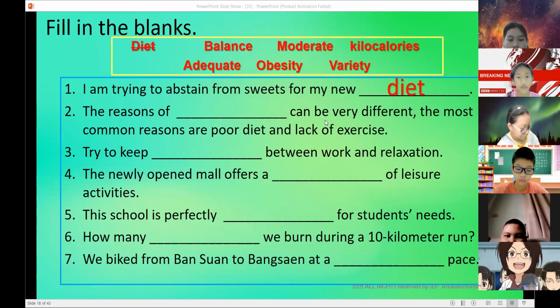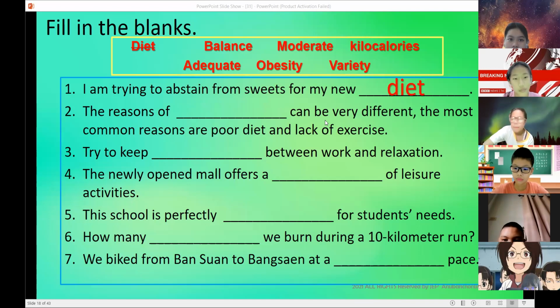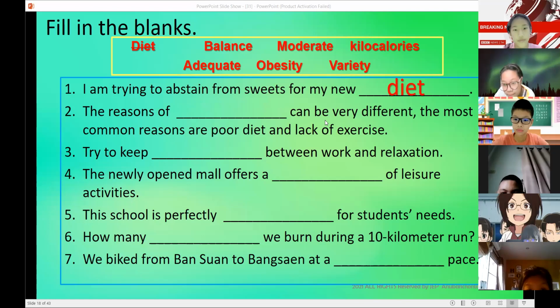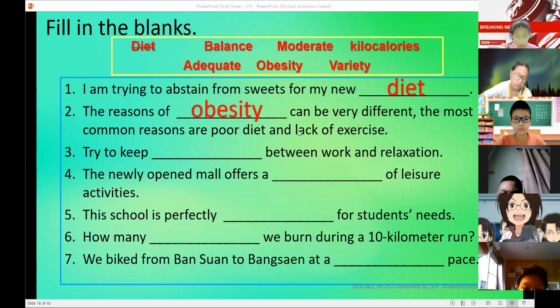The reason of blank can be very different. The most common reasons are poor diet and lack of exercise. What is number two, Chuntira? Chuntira, what is your answer here for number two? The synonym of this is becoming very fat, okay? I don't know. Okay, let's ask Nataya. Obesity. Obesity, very good. The reasons of obesity can be very different. The most common reasons are poor diet and lack of exercise.